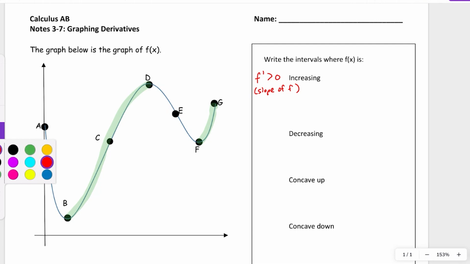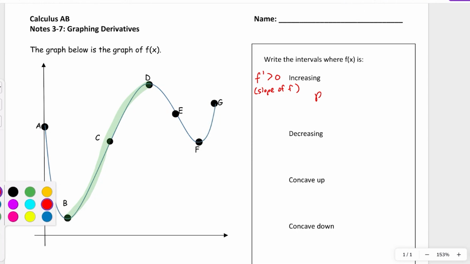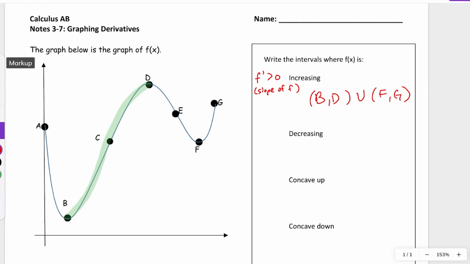So the two intervals are going to be between, how's that looking? Oh, why is that looking so hard to see? What's going on here? There we go. B and D, but also between F and G.